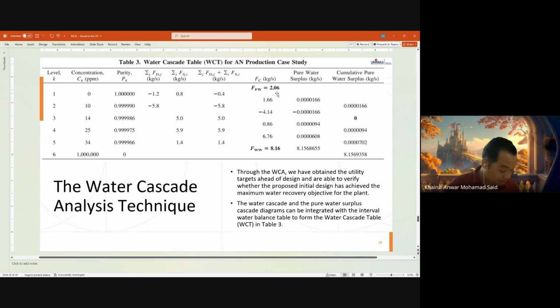So for this table, they round it to 2 decimal point. That's why it's recorded here, written as 2.06. Actually, it's 2.057.